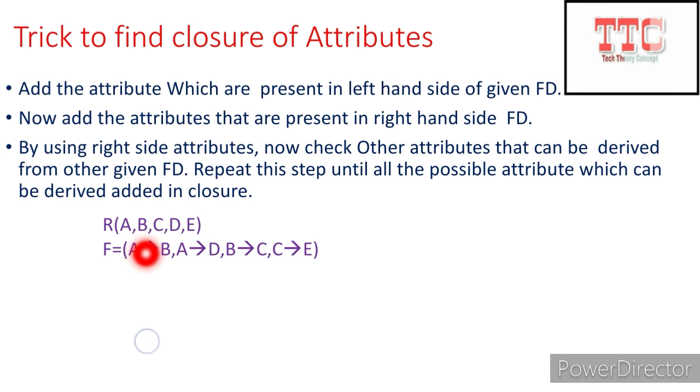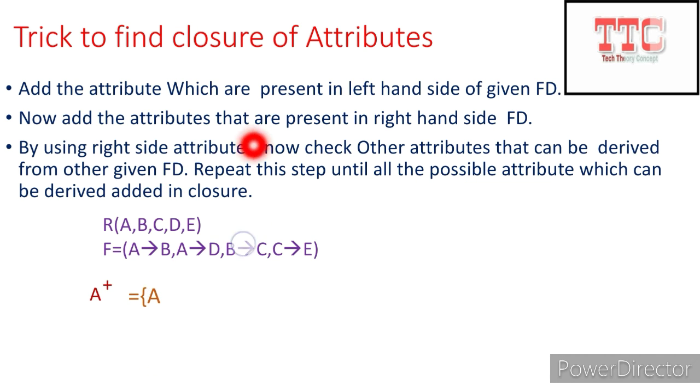If we want to find the closure of attribute A, we will write this A plus. The first step is to add the attributes which are present on the left hand side of the given functional dependency. So which attribute's closure are we going to find? A. This attribute is present on the left hand side, so we will add A in the closure. Why are we doing so? Because according to the Armstrong axiom reflexivity rule, we know that A always determines A. So the first attribute that A will determine is A.